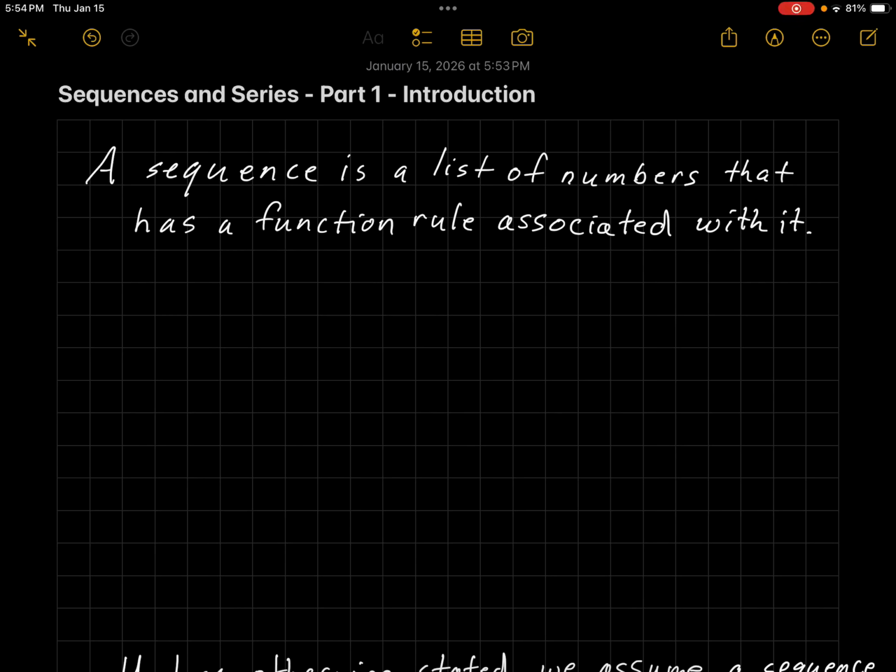Sequences and Series Part 1, an Introduction. In this part, we're going to look at a few definitions and some notation. So a sequence is a list of numbers that has a function rule associated with it. That's the definition we will use for this level of calculus.